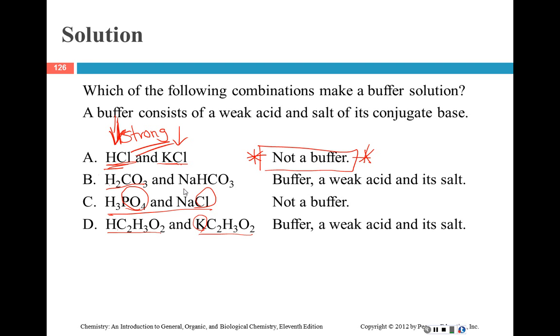H2CO3, this one's a little hard to see, but remember that this is going to make the bicarbonate ion, which is HCO3 minus. And so you add the sodium in place of that other hydrogen, and that is definitely a buffer. Okay? Does that make you feel better that I make careless mistakes sometimes too?